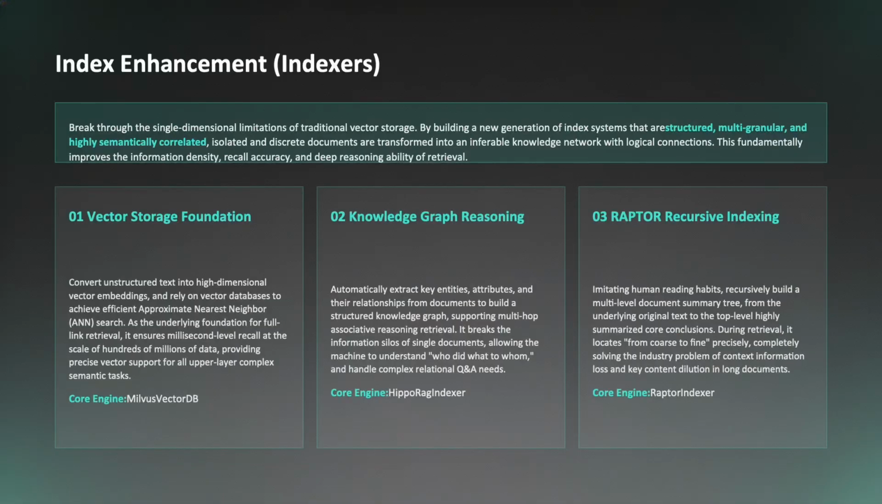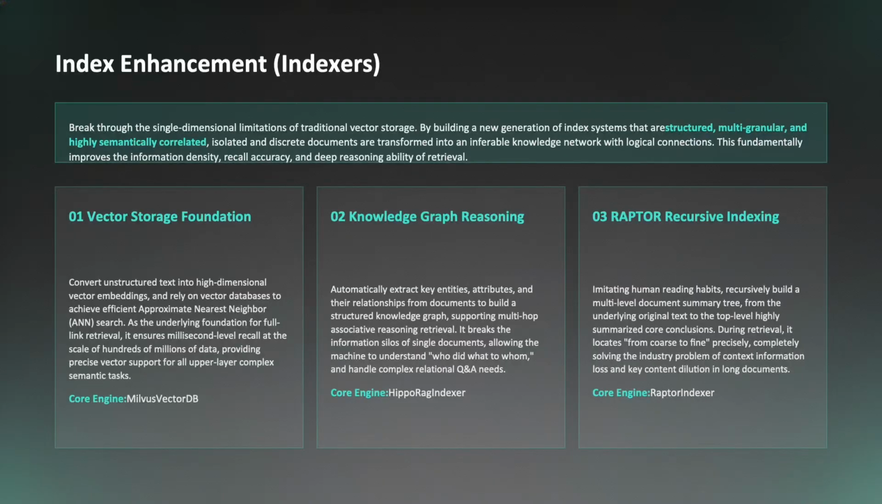Slide 10. Index Enhancement, Multi-Granular Knowledge Index System. Traditional vector storage only supports single-dimensional vector matching, so M42's Index Enhancement module builds multi-granular, semantically connected structured indexes, converting isolated documents into a logically connected, inferable knowledge network to fundamentally improve retrieval information density and deep reasoning capacity. We support 3 core indexing types.